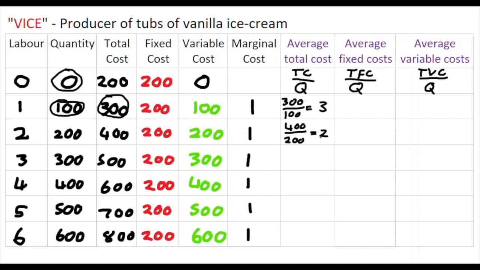So if we do the same calculations all the way down, we get 1.67, we get 1.50, 1.40, and finally 1.33. So here we have our average total costs.